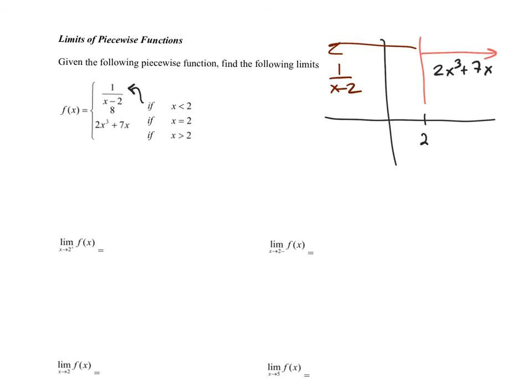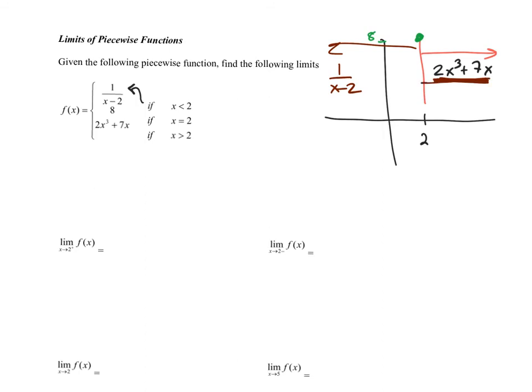It also has the point at 2, it's 8. So it's 8 there, but it doesn't really matter what happens at that point, because when we're talking about limits, it's all about what happens as you approach. So if I think about this first limit, it says, what's the limit as f of x approaches 2 from the right? Well, if it's from the right, then we're talking about this value here.